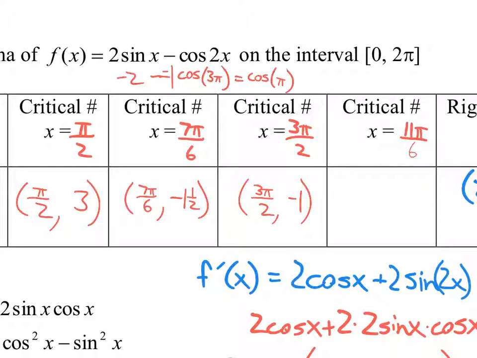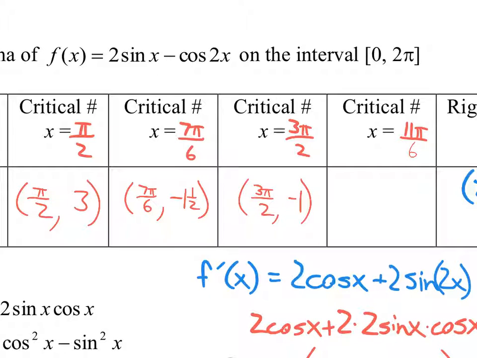Guys, this stuff is part of what makes calc so challenging, is that there's so many little details. You lose a negative, you get the wrong reference angle, all this kind of stuff. You've got to be real careful with the details. So then we have 11 pi over 6.